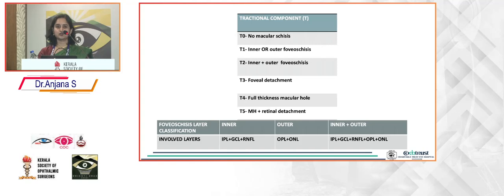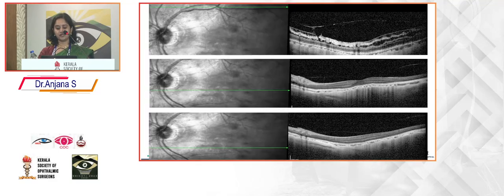In T0, there is no macular schisis. In T1, there is inner or outer foveoschisis. In T2, inner plus outer. T4 is a full thickness macular hole, and T5 is a macular hole RD. So inner means it is the IPL, GCL, and RNFL getting involved, and outer is the OPL and ONL getting involved. This is a cross section across the superior macula showing outer and inner schisis.